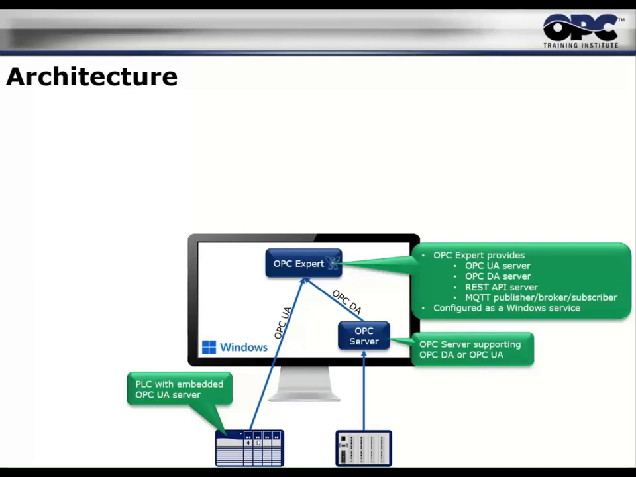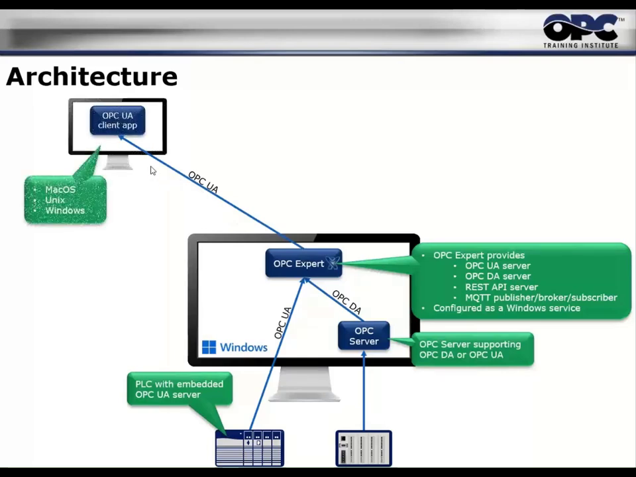Now, you've seen already, and we've seen this in previous webinars, that you can connect to OPC Expert via OPC UA. If you're connecting via OPC UA, you can run your applications anywhere that OPC UA is supported, which is pretty much anywhere. So your client applications can be right here, on any platform or whatever it is that you're using for your OPC UA. So that's on the OPC UA side.